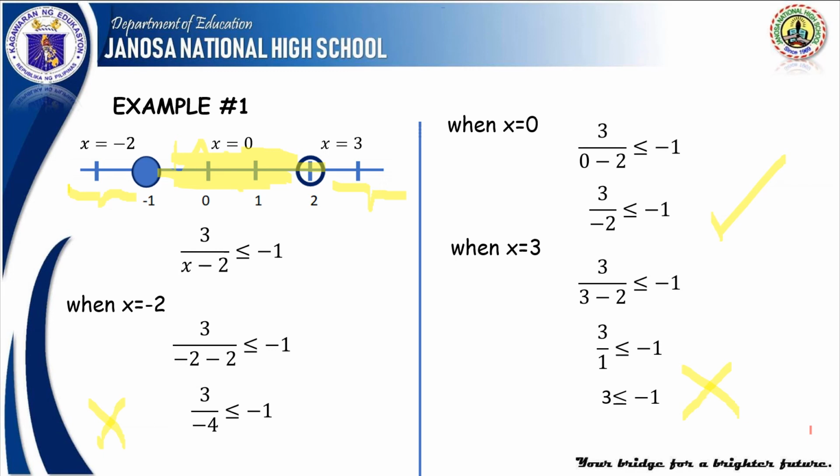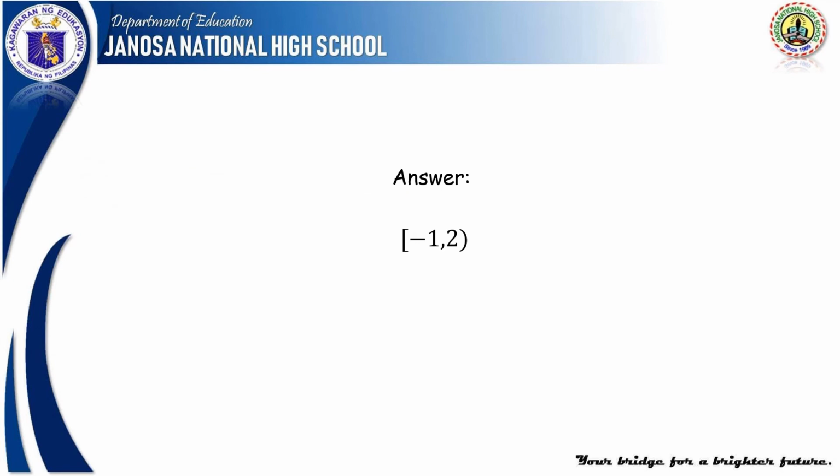So, why is it that one has a shade and the other has none? When we first substituted the critical values, negative 1 was included in the solution while 2 is not included in the solution. So, therefore, our final answer will be the half open or half closed interval, negative 1, 2. So this interval is called half open or half closed since one of its endpoints is included in the solution.